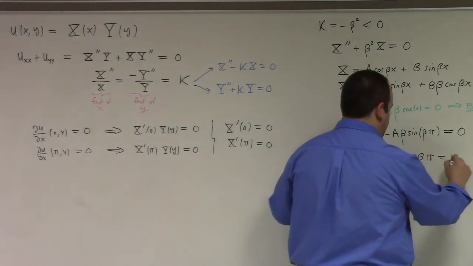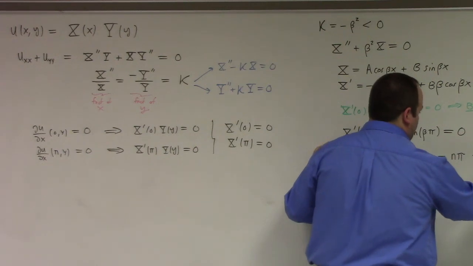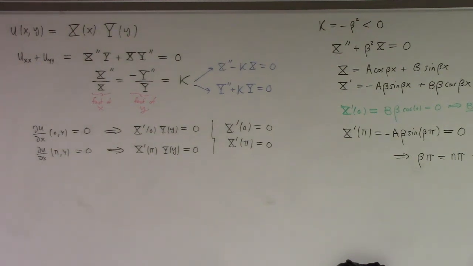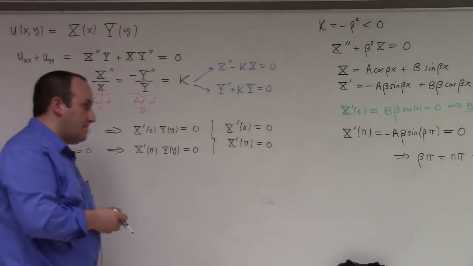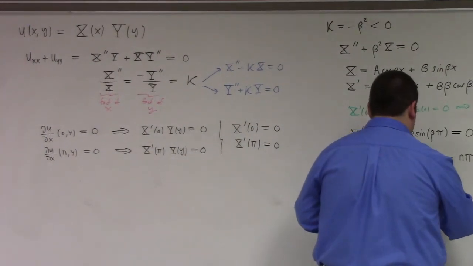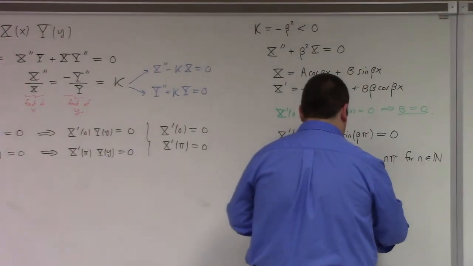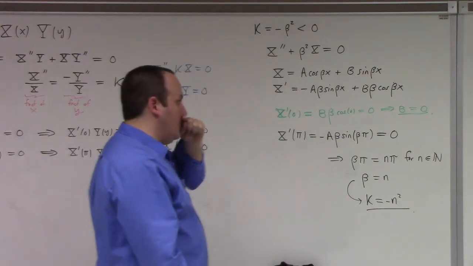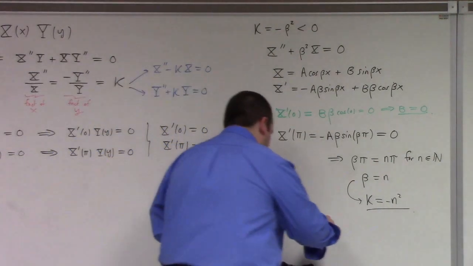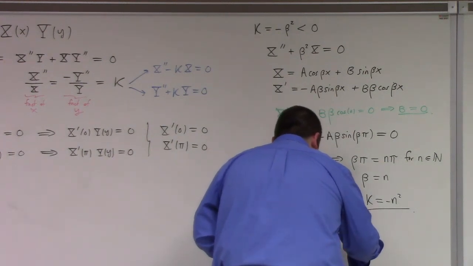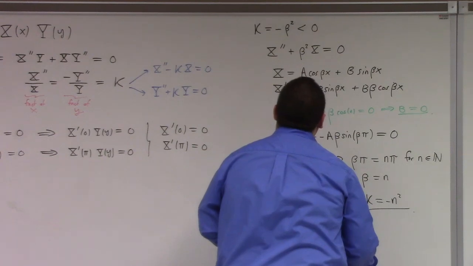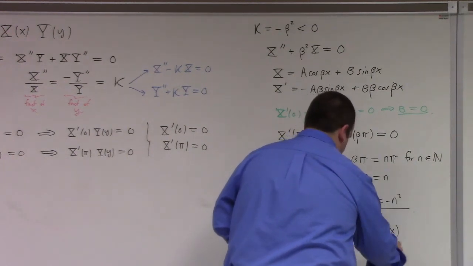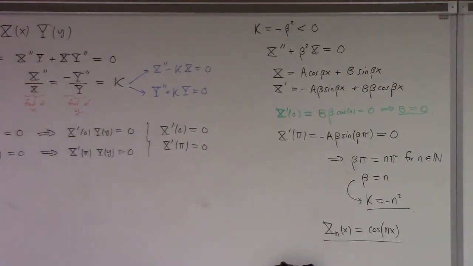Beta pi is equal to n pi for some n in the natural numbers. I'm assuming beta is positive, so I don't need to look at negative solutions here. So beta is equal to n. And that means that my k is actually minus n squared. So in summary, we've just found that the nth x solution is something like cosine nx. That's half of it. Now what else do we need?